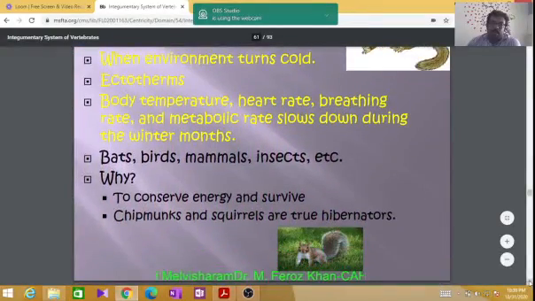Then comes hibernation. When the environment turns cold, the ectothermic animals lower their body temperature and heart rate, so the other activities slow down. For example, bats, birds, mammals, and insects. To conserve energy and survive, chipmunks and squirrels are true hibernators.